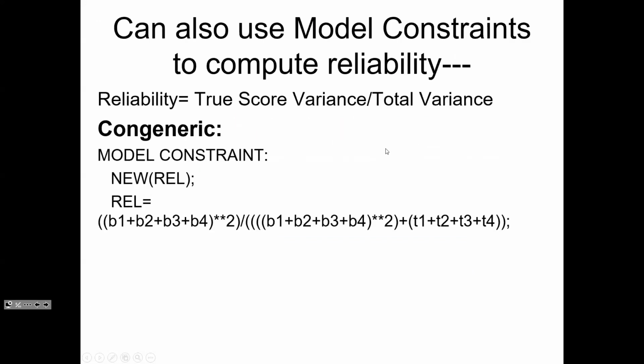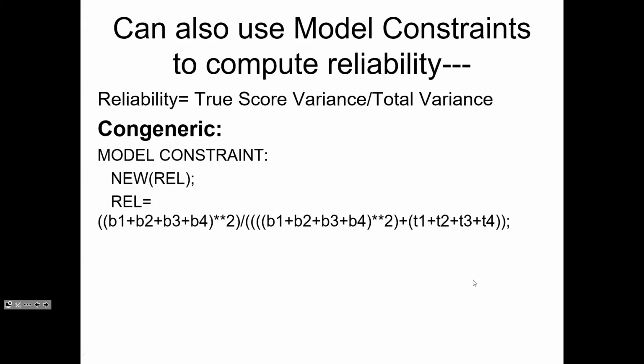So we can also use model constraints to compute the reliability, and this is going to give you the same thing, actually. So it's your choice which one you want to do, or both. I kind of like doing both because I can see they're the same, but you don't really need to. So here in the model constraint command, we've done some constraints, but I don't think we've created a new variable in model constraints.